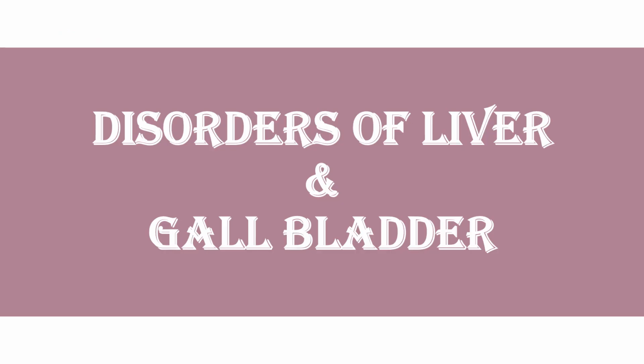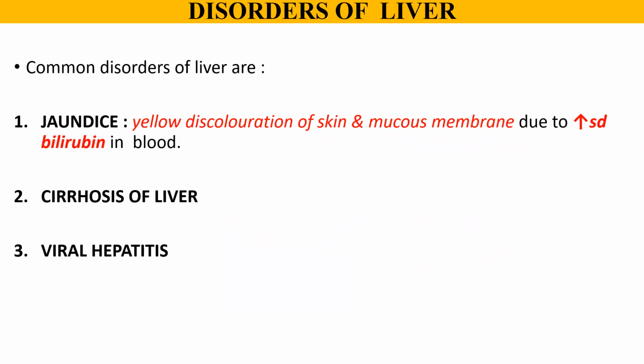Now let us have a brief knowledge about the disorders of the liver and gallbladder. The common disorders of the liver are jaundice, cirrhosis of liver, and hepatitis. Jaundice is the yellow discoloration of skin and mucous membrane due to increased bilirubin concentration in blood.